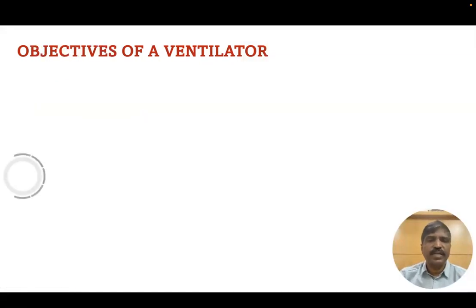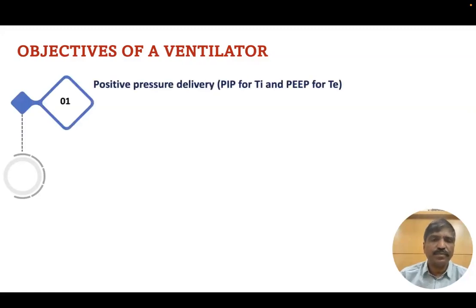The objectives of a ventilator are to deliver pressures. We have two types of pressures delivered to the babies: an inspiratory pressure called PIP and an expiratory pressure called PEEP. The inspiratory pressure is delivered to the lungs for a time called TI, and the expiratory pressure, that is PEEP, is delivered for the time TE.